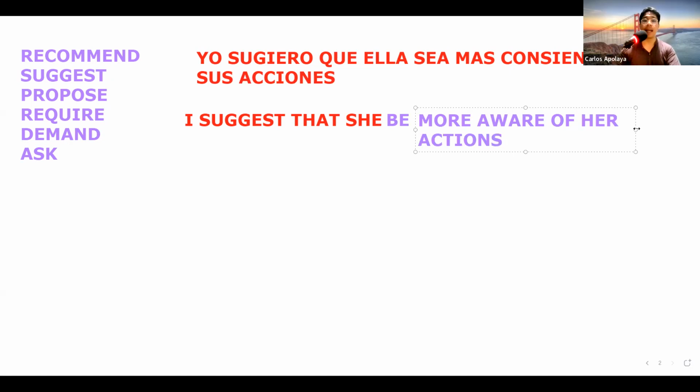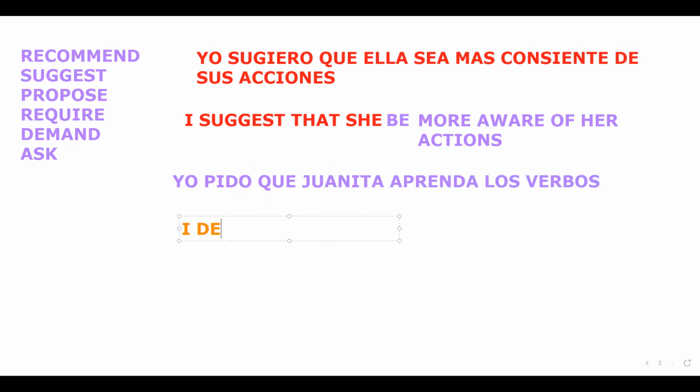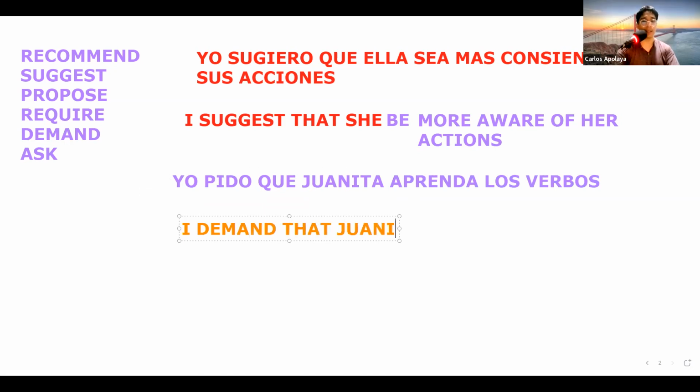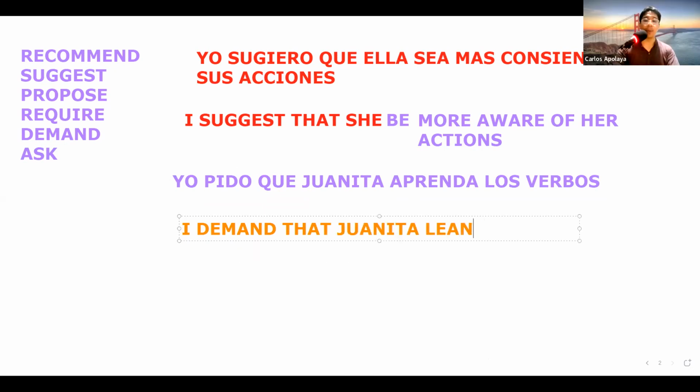Another example, now with another verb. Yo pido que mis estudiantes... vamos a hacer en singular: yo pido que Juanita aprenda los verbos. O yo requiero, un verbo cualquiera. ¿Cómo sería? I demand that Juanita learn. Pretty good. No vayan a poner learns. Learn the verbs. Did you understand?